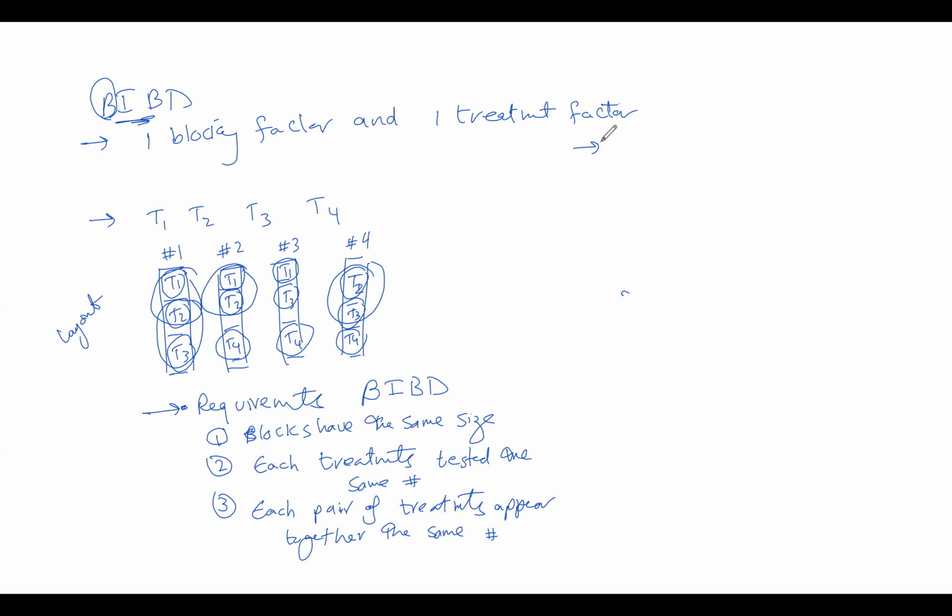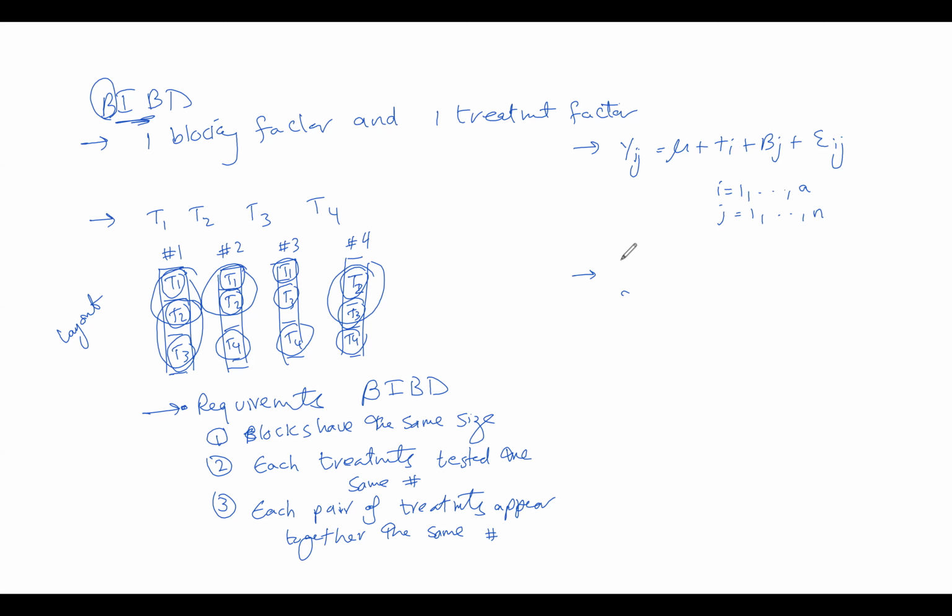What about the statistical model? It is Yij equals mu plus tau i plus beta j plus epsilon ij. We assume there is no interaction between the treatment factor and the blocking factor. This is why we do not include the interaction in the statistical model. I equals 1 up to the number of treatments. J equals 1 up to n, the number of times each treatment is tested. This is the statistical model.